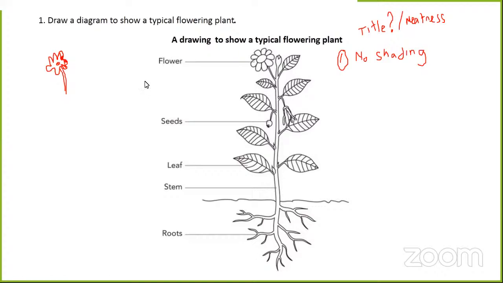Number three, we don't entertain broken outlines. For example, I'm assuming you're drawing a leaf, and it comes like this, and then it comes like this, and you leave some space there.